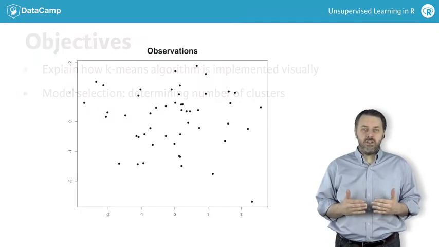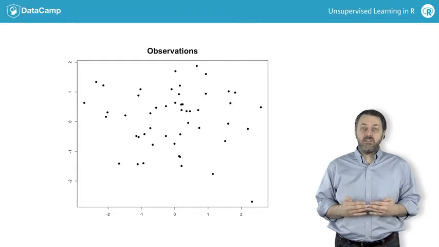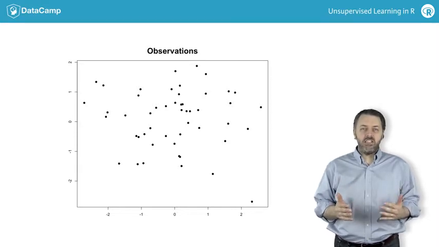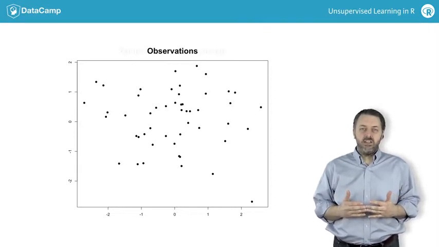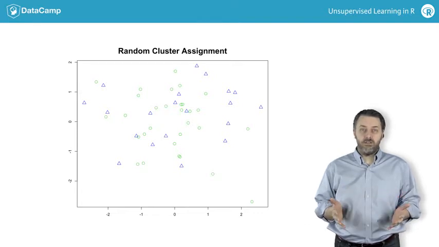Here is data with two features. I know that the data for this sample is originally from two subgroups. The first step in the kmeans algorithm is to randomly assign each point to one of the two clusters. This is the random aspect of the kmeans algorithm. Cluster 1 is represented by empty green circles and cluster 2 is represented by empty blue triangles.